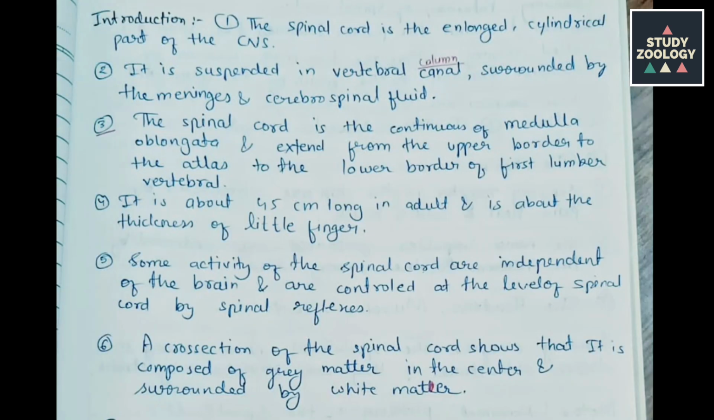Some activities of the spinal cord are independent of the brain and are controlled at the level of the spinal cord by spinal reflexes. A cross section of the spinal cord shows that it is composed of gray matter in the center, surrounded by white matter.